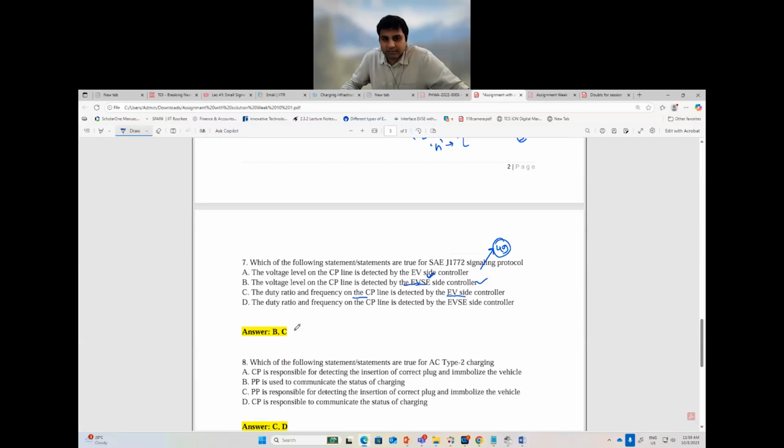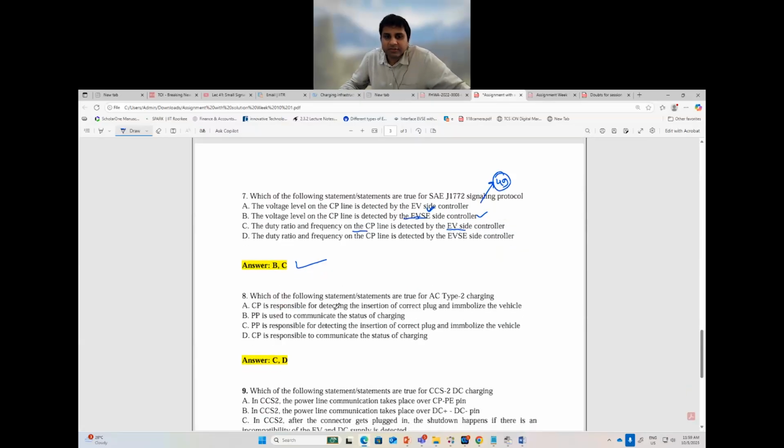Then question number 8, for AC type 2 charging, the CP is responsible for detection of correct plug and immobilizing the vehicle. No, it's the PP. So it's the PP which is responsible for detecting the insertion of the charger plug and immobilizing the vehicle. And CP is responsible to communicate the status of charging. So the correct answer is C and D.